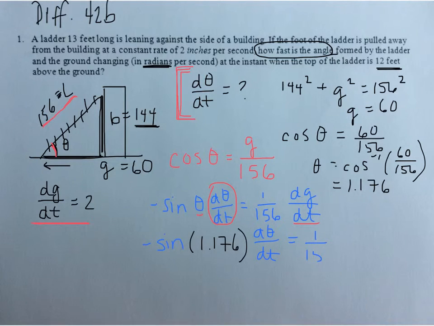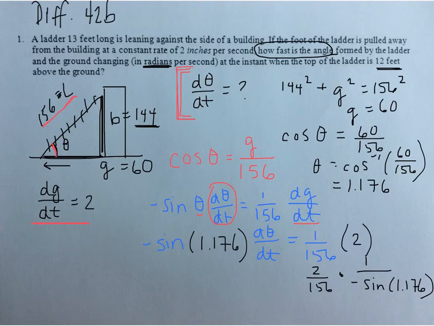equals 1 over 156 times dg dt, which was 2. Okay. So that's 2 over 156, and then we're going to divide by that sine. So then this is going to be times 1 over negative sine of 1.176 equals d theta dt. And we can kind of crank that out.